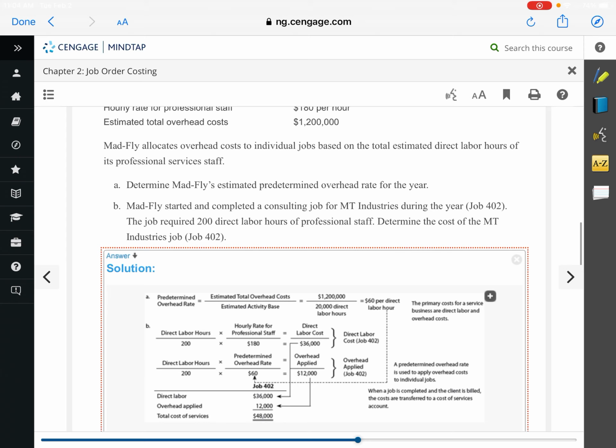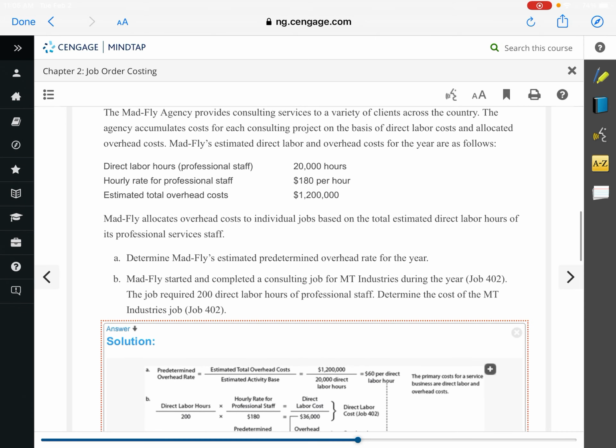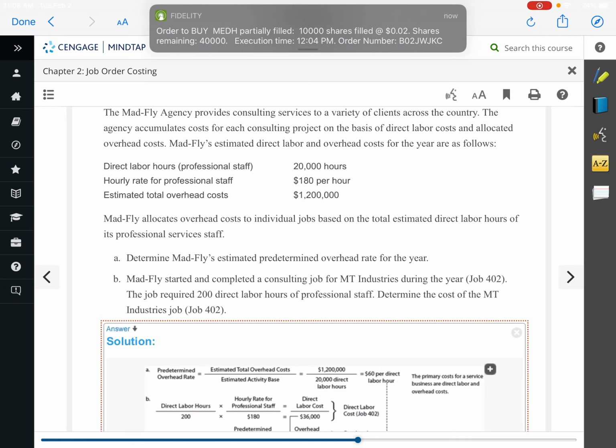So that's part A, the estimated predetermined overhead rate. All right. Then in part B, it says Madfly started and completed a consulting job for MT Industries during the year, job number 402. And it says this job required 200 direct labor hours of professional staff to determine the cost. Okay, so we already know that the hourly rate for our staff is $180 per hour.